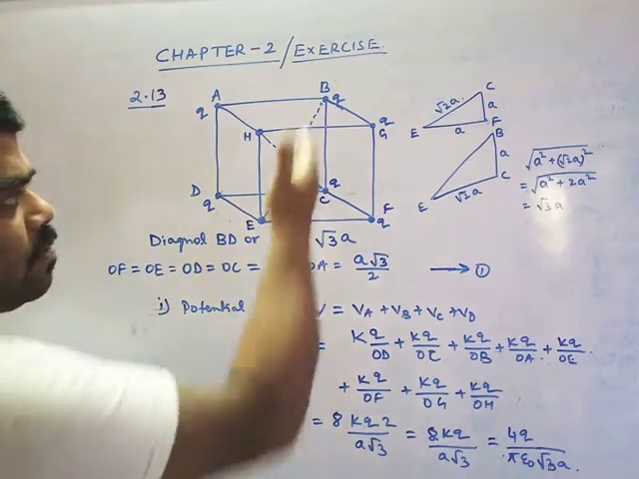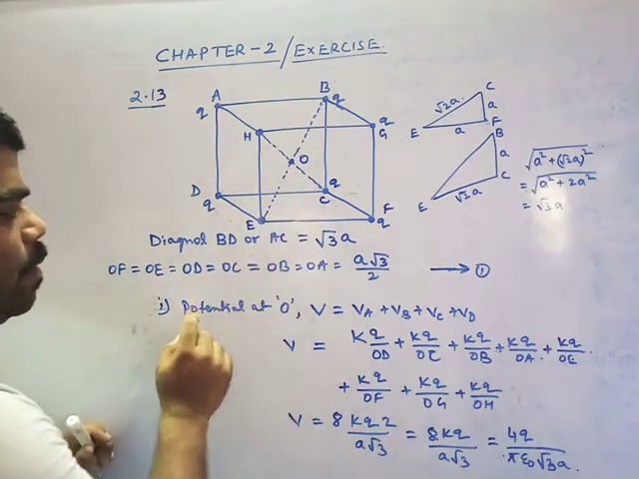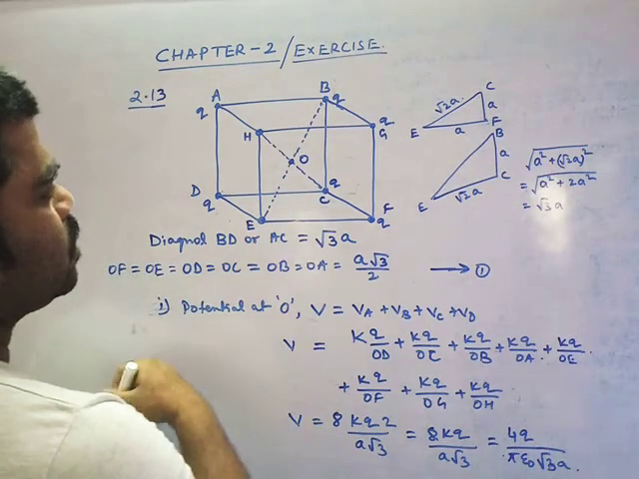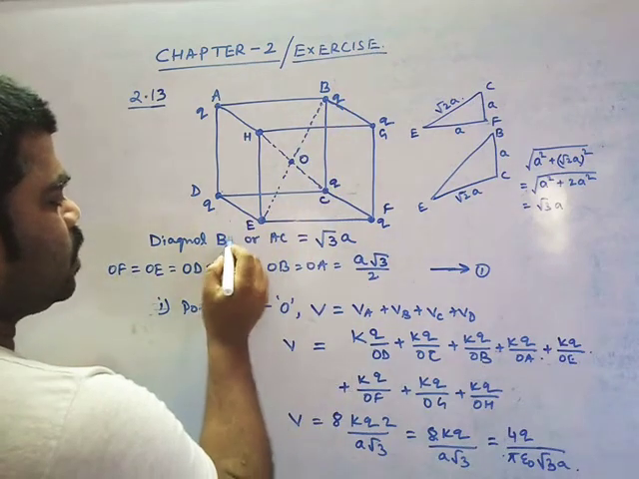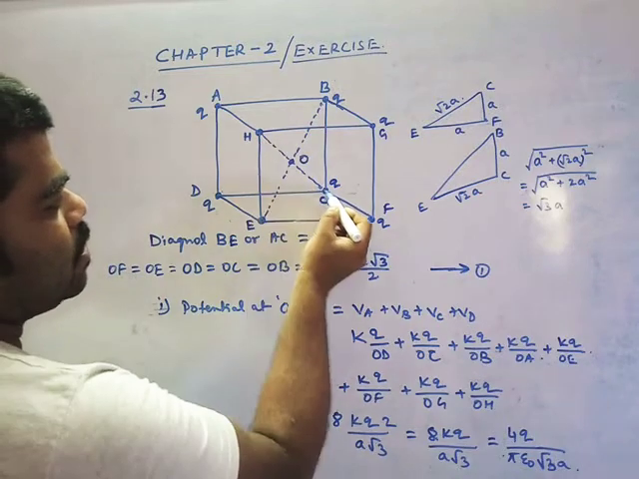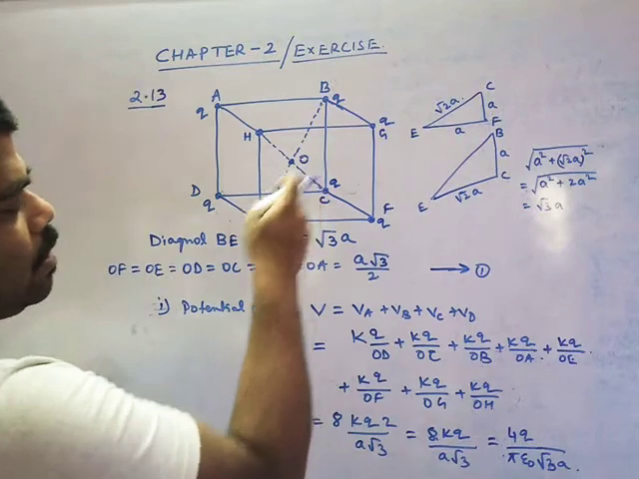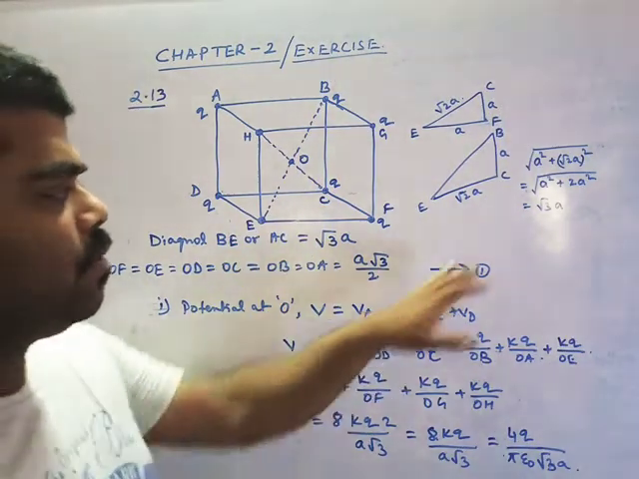So let me first find the diagonal, because they have asked to find at the center point. This is the diagonal, BE, not BD. My mistake here, it is BE, or you can say HC, or you can say this. They all are diagonals that pass through the center. So how do we find this diagonal?